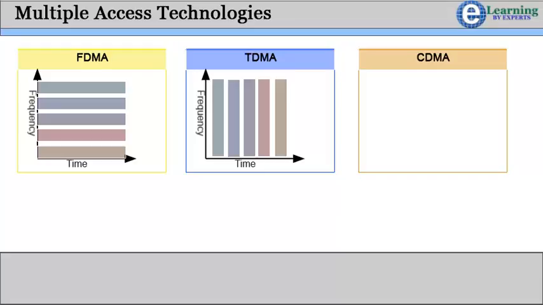2G/2.5G cellular systems, such as GSM, GPRS and even Edge are based on TDMA. Available spectrum is divided into frequency channels and users are allocated one or more time slots on that channel.